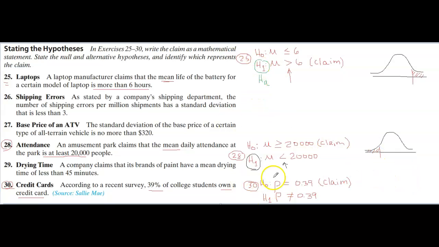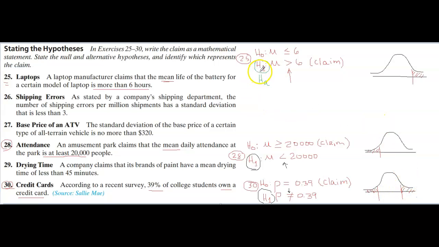If I do problem number 30, okay, when I draw my bell-shaped curve, once again, I'm going to look at H1, and I see I have a not equal. It means that I'm shading both tails. I'm shading the left tail, and I'm shading the right tail.